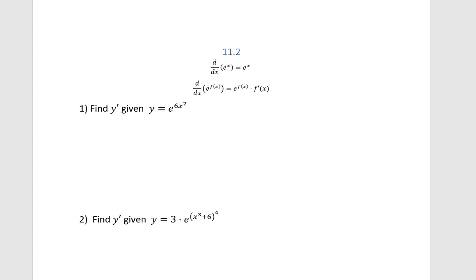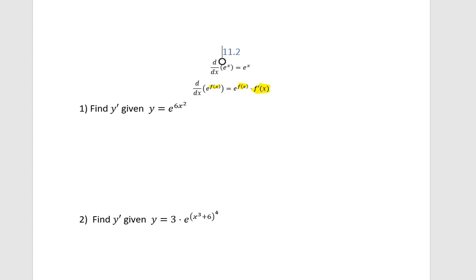So for 11.2, we are looking at taking the derivative of exponential functions, so specifically e to the x. Alright, so the derivative of e to the x is just e to the x. It's not super interesting. However, if you replace the exponent with a function, then we're going to have to use the chain rule. So we're going to leave the inside alone and then multiply by the derivative of that inside function. So let's look at a couple examples.